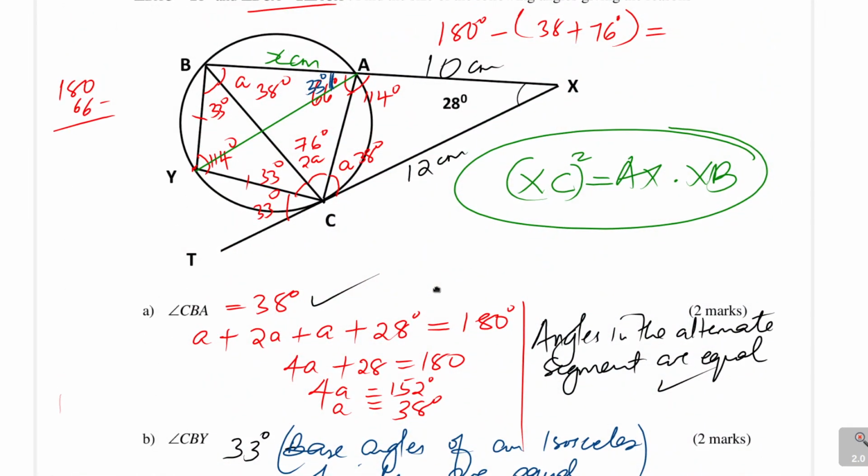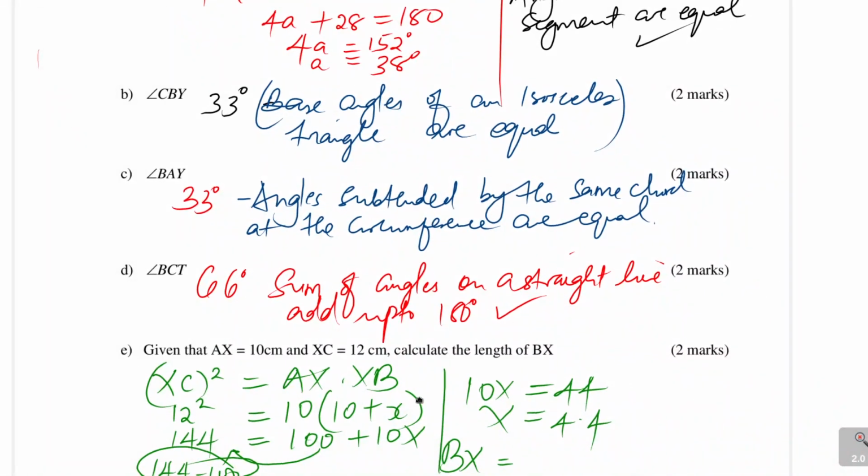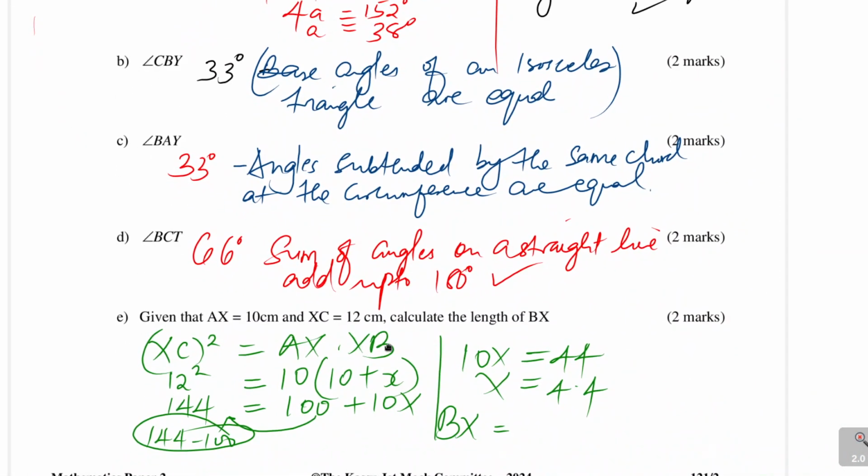So therefore BX, remember BX, you're supposed to get that by adding. BX will be x plus 10, that is BA plus AX. So x plus 10, and therefore x will be 4.4 plus 10, and this one will be 14.4 centimeters. And that is how you're supposed to solve that question.